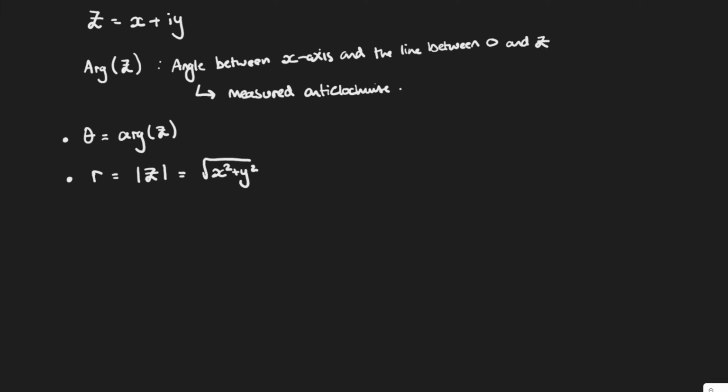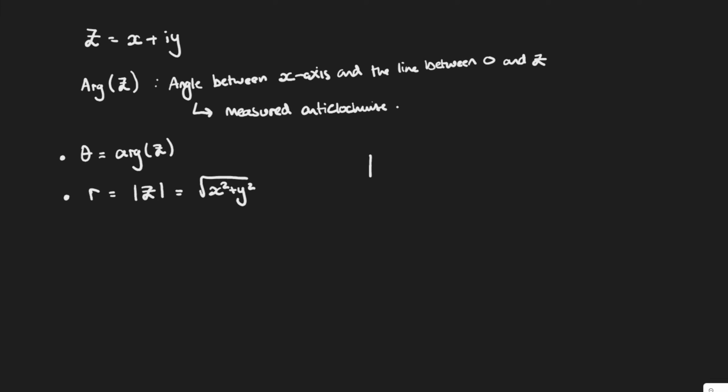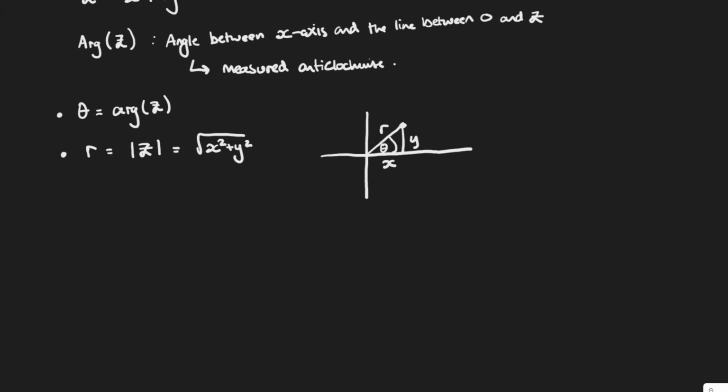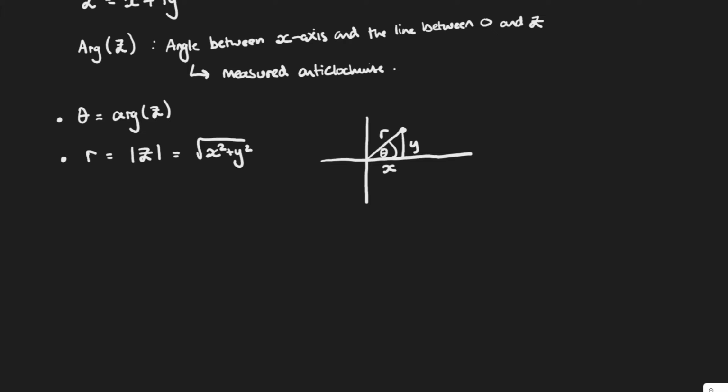So let's consider a point on our plane here, a certain x and a certain y coordinate with an angle theta. This length is obviously r, the distance between z and the origin. And so what we can quickly find out here is that x is equal to r cos theta and y is equal to r sin theta.